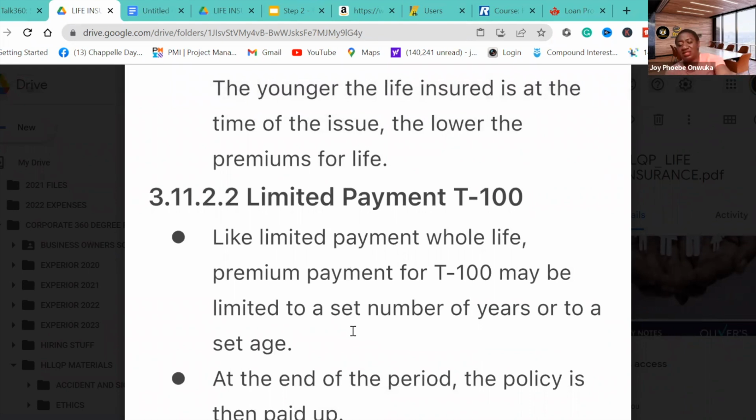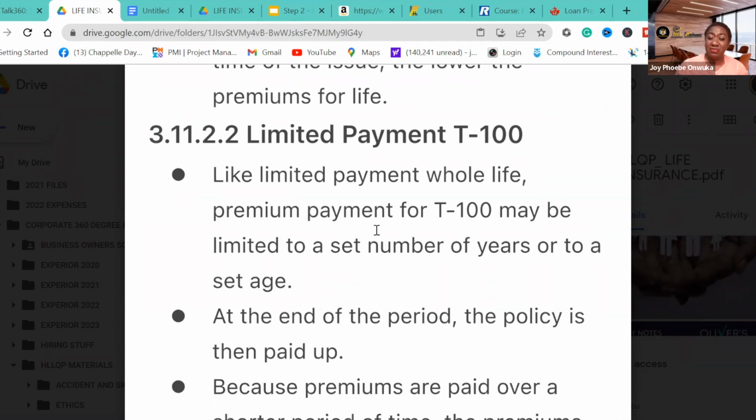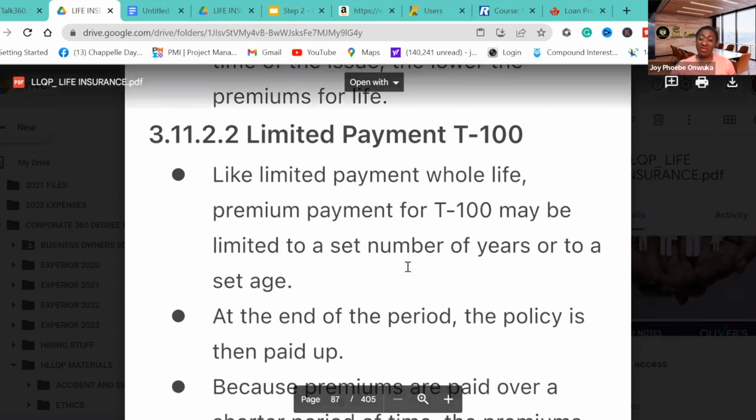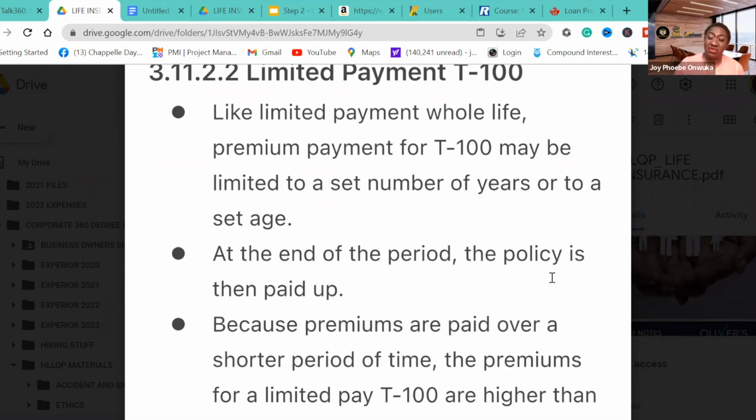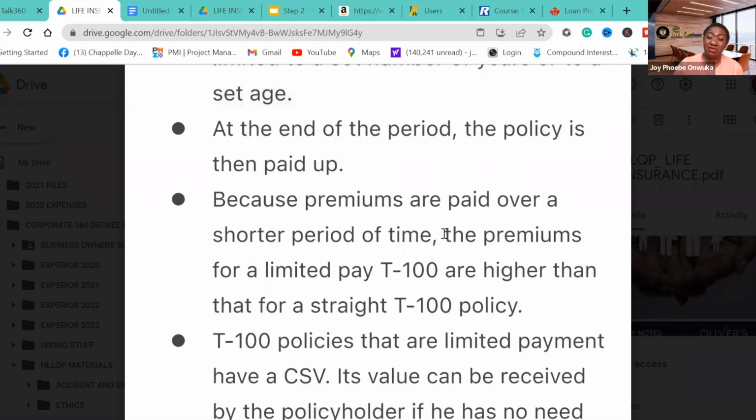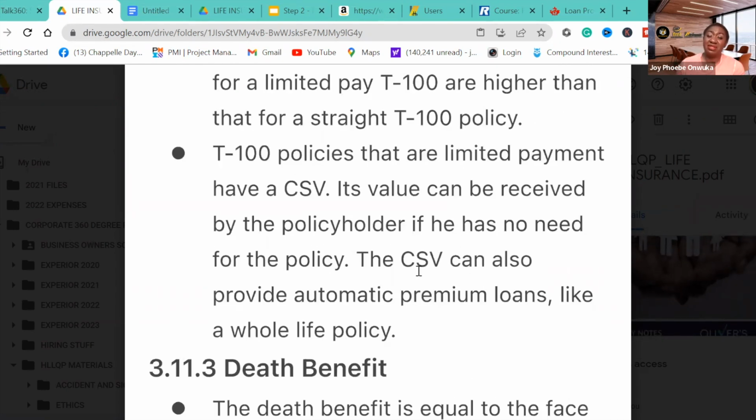All right. Now, moving on to limited payment T100. Like limited payment whole life, premium payment for T100 may be limited to a set number of years or to a set age. At the end of the period, the policy is then paid up. But because the premiums are paid up over a shorter period of time, the premiums for a limited pay T100 are higher than those of a straight T100 policy. T100 policies that are limited payment have a cash surrender value. Its value can be received by the policyholder if he has no need for the policy. Now, the cash surrender value can also provide automatic premium loan, like whole life policies do.